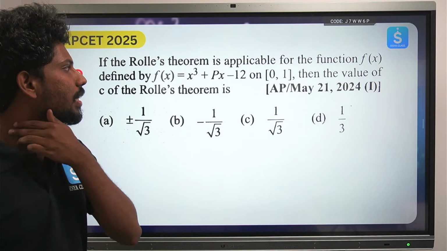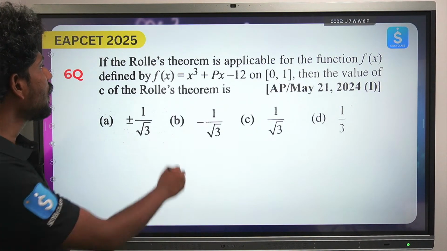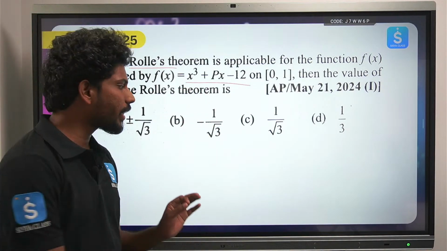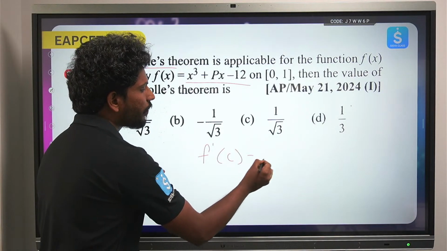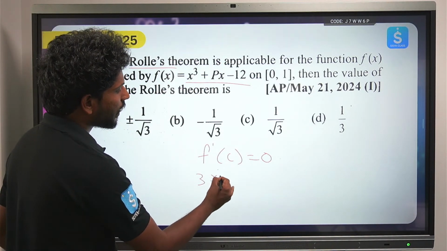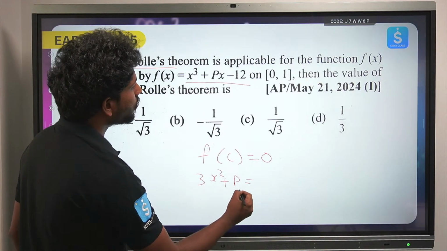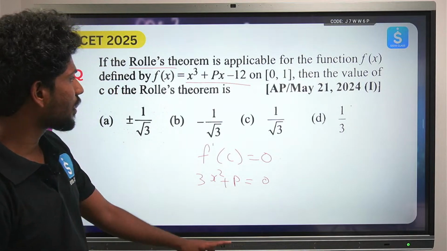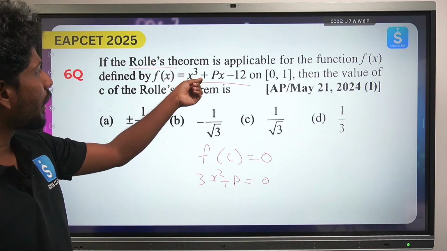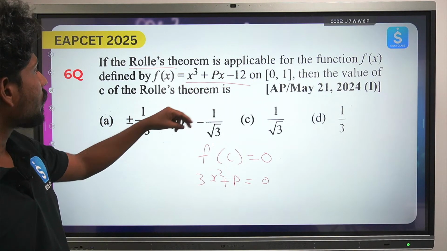If Rolle's theorem is applicable to the function f of x defined by f of x equals x cube plus px minus 12, find the values of c for Rolle's theorem. Simply, you take f dash of c equals 0. If you take f dash of c equals 0, just differentiate this. So what will we get? 3x square plus p is equal to 0. But one more thing is that it is Rolle's theorem, right? So it has to be continuous and it also has to be differentiable, right? So that is what he wants.